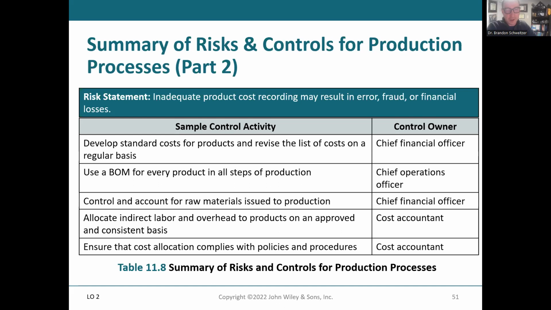Doing that cost variance analysis is super helpful. Use a BOM for every product, control and account for raw materials used, definitely. Account for indirect labor and overhead. You just want to make sure all your costs are in line, really.